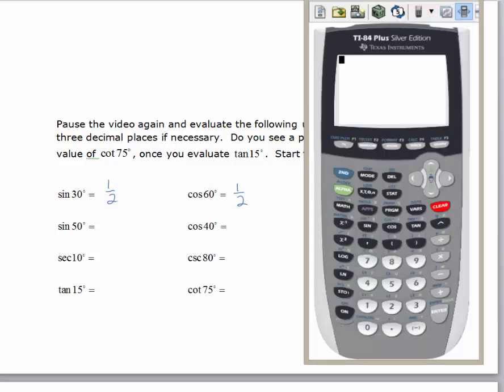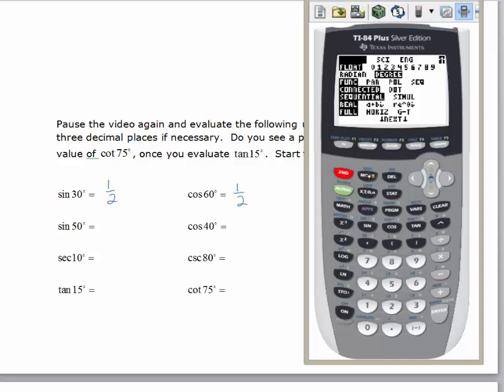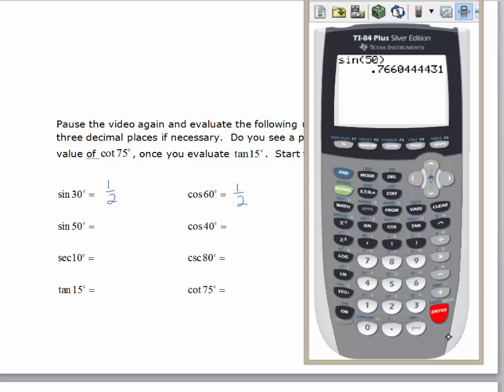All right, let's evaluate the next. We've got the sine of 50. I want to make sure that I am in degree mode, and I am. Sine of 50, close the parentheses, hit enter. And let's do the cosine of 40 and hit enter. So we get the same exact value for the sine of 50 as we did for the cosine of 40, 0.7660.